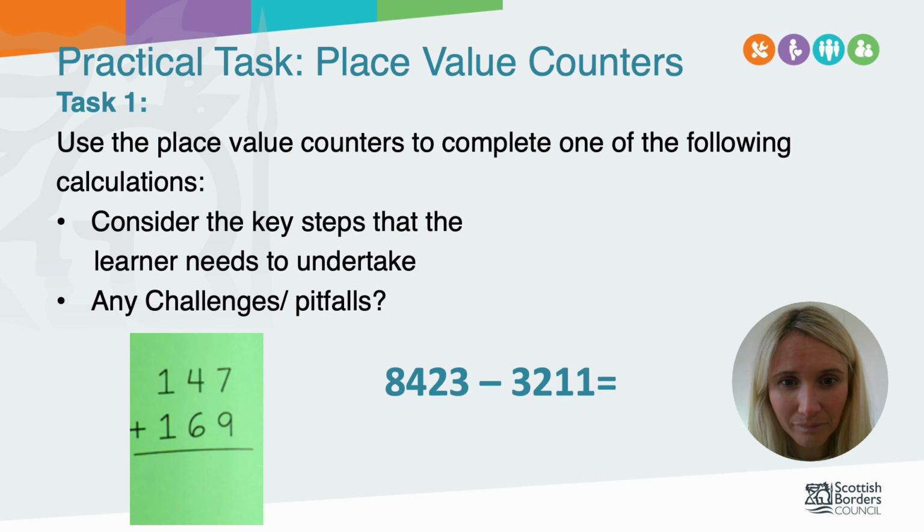So we're now going to move on to our next practical task involving the place value counters. We would like you to use the counters to complete one of the following calculations. So either 147 add 169, or 8,423 subtract 3,211. And as you're using the counters, we'd like you to think about what are the key steps that the learner will need to undertake to complete these calculations, and what are any challenges or pitfalls. And once you've done that, it's worth thinking about what other strategies the learner might use to work out these calculations, and just discuss that now in your staff teams.